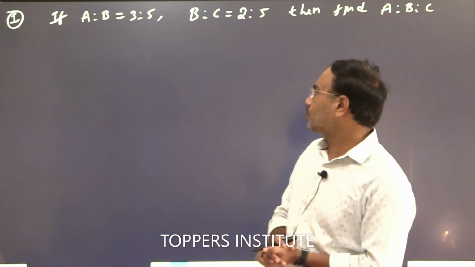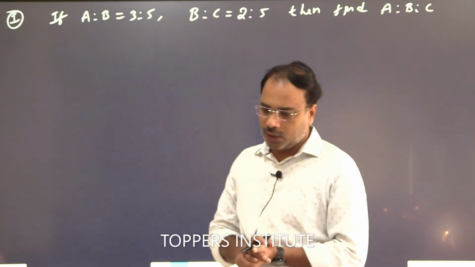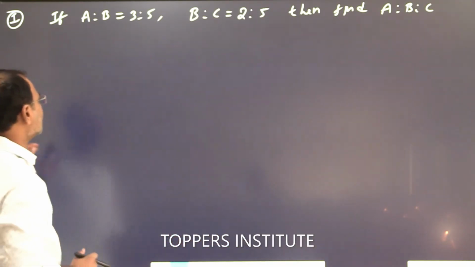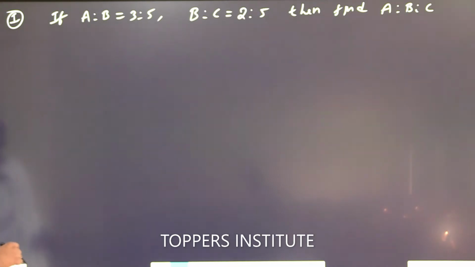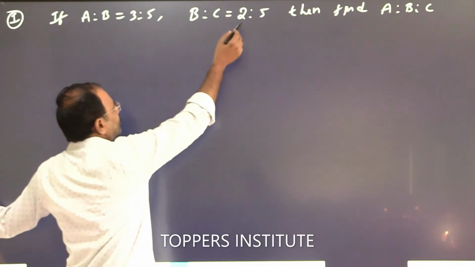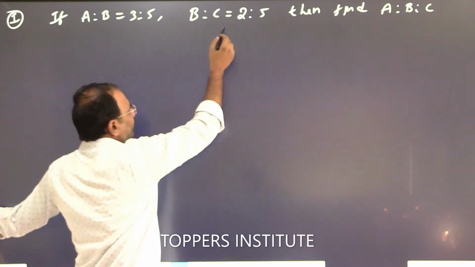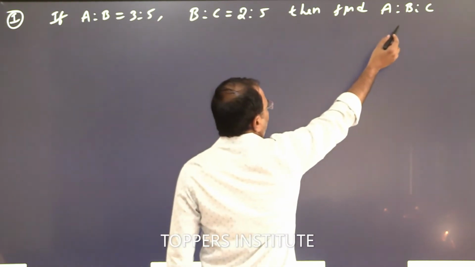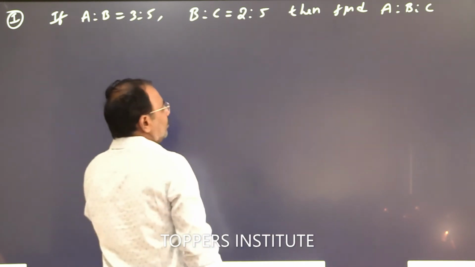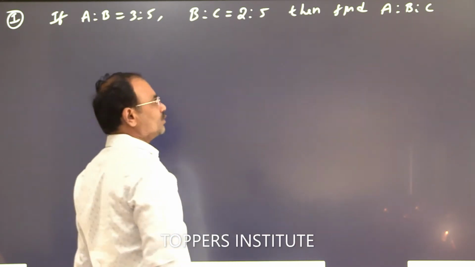A is to B is equal to 3 is to 5, B is to C is equal to 2 is to 5. We have two ratios. The first one is the A is to B ratio. What is ratio? Ratio is nothing but comparison. Here I compared A is to B, and then I compared B is to C. Now you have to compare A, B, C. A is to B value is 3 is to 5, B is to C value is 2 is to 5. Then what is A is to B is to C?